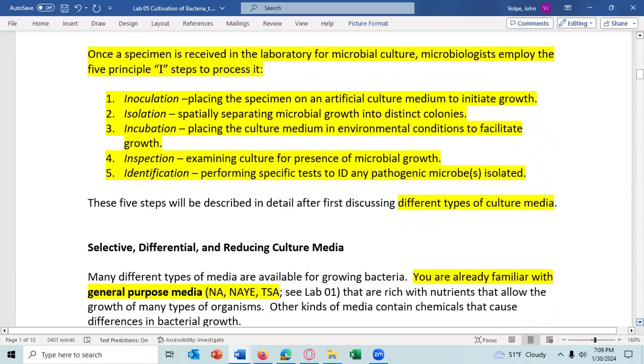Once the specimen is received by the lab for microbial culture, microbiologists employ the 5 principal steps to process it. There's first inoculation, 2 isolation, 3 incubation, 4 inspection, and 5 identification. Inoculation is the placing of the specimen on an artificial culture medium to initiate growth. Isolation is the spatially separating out microbial growth into distinct colonies. Usually, especially when you have a clinical specimen, you're going to want to look at distinct colonies and maybe even pass them through 2 colony formation events so that you can grow up pure cultures.